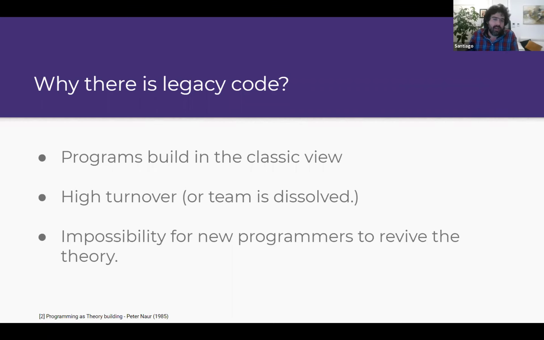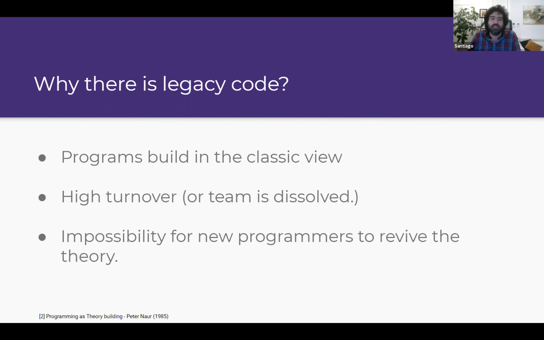So we can answer now why there is legacy code. Most of the time, those are programs built in the classic view. Most of the time, that kind of program could become legacy from the first line of code. On the other hand, if the program is written with the second view in mind, the program can become legacy in the event of the dissolution of the team of programmers having the theory, or even in situations where there is high turnover, diluting the theory and not giving time to new programmers to build up that theory of that program.